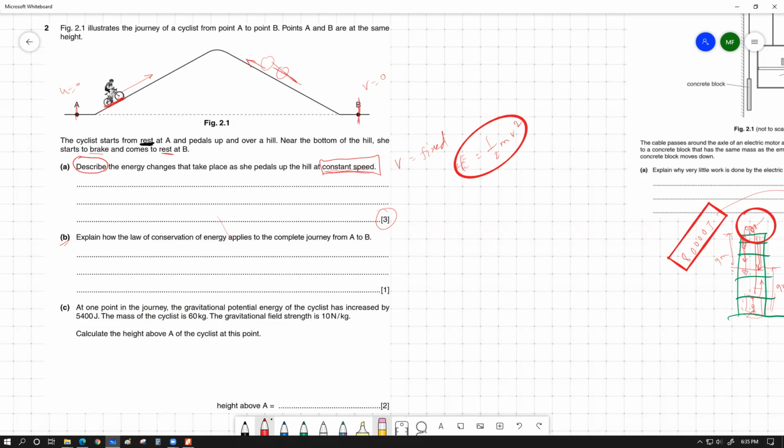There is no GP gained, there is no KE gained, because the question says the person started at this level and ended at the same horizontal level, which means there is no ultimate GP gain. The person started at rest from here and finished at rest over here, which means there is no ultimate KE gain. So you cannot say that. Overall, the chemical energy that was stored in the muscles was transferred into the surrounding, basically the atmosphere plus ground, as heat energy.